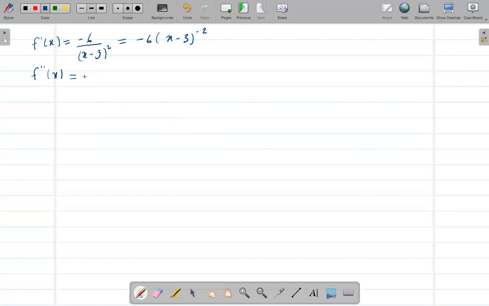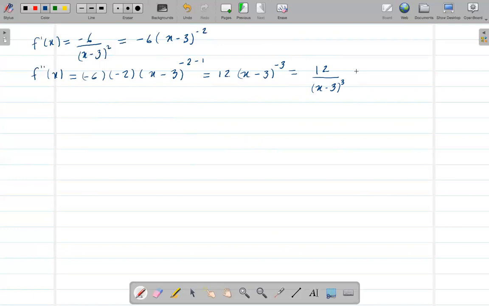So now I can take f double prime, and the -2 will come down when we take the power rule. So -6 times -2 times (x minus 3) to the power of -2 minus 1, right? So -6 times -2 is +12, times (x minus 3) to the power -3. So this will be 12 over (x minus 3) to the power +3.